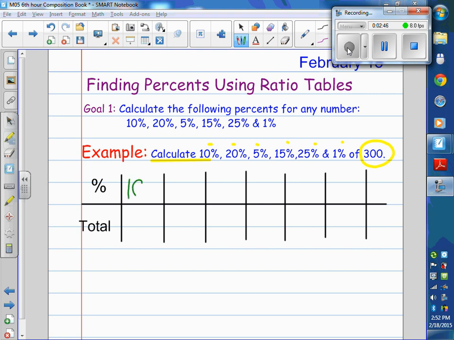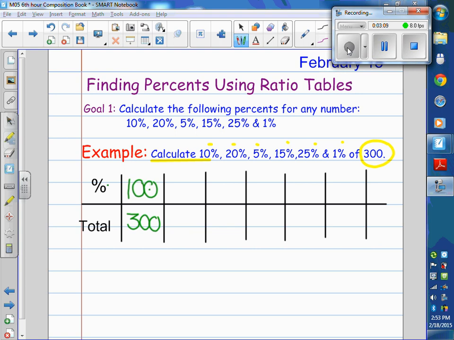So in a ratio table, 100% of the total, 100% of 300 is 300. That's how you read that. If I asked you what 100% of 200 is, what would you say? 200. Right, it's all of it. So if you knew how to use a ratio table, you could get all these percentages.